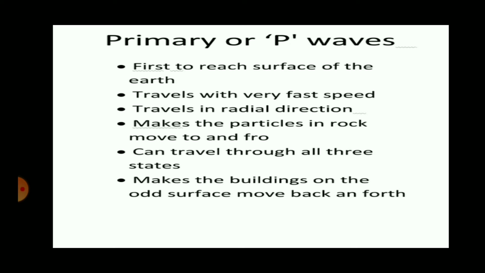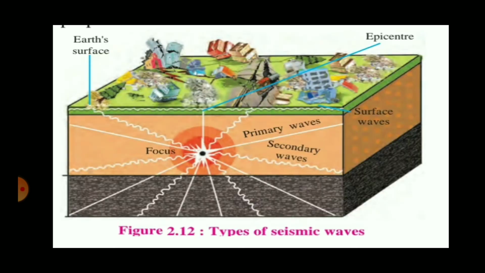It travels at a very great speed, and these waves are traveling in the radial direction. That means it is going in all directions. If focus is the point from where these waves are emitted, they will be traveling in all directions. As you can see in this picture, these white straight lines are traveling in all directions. So primary waves travel with a great speed. They travel in the radial direction, and in primary waves the particles are moving to and fro, horizontally, backward and forward.